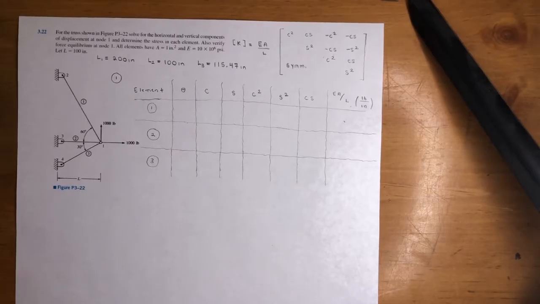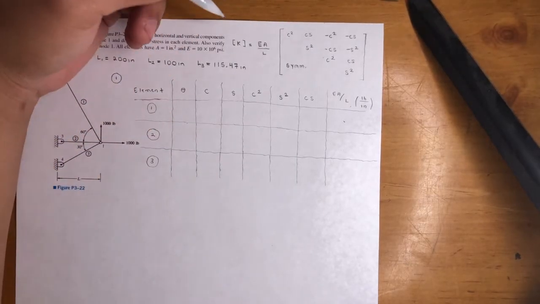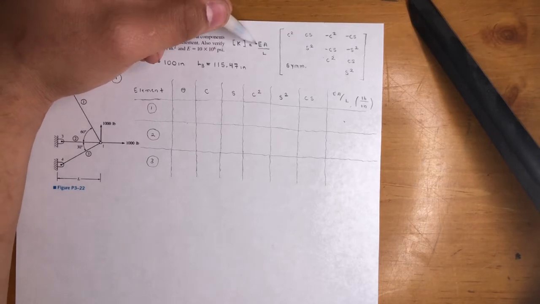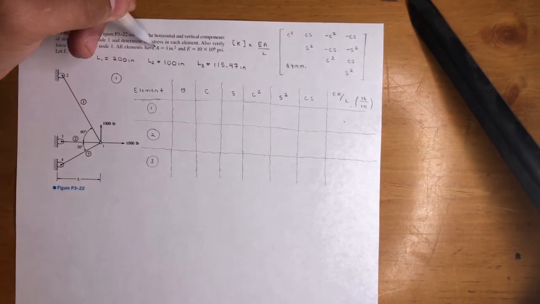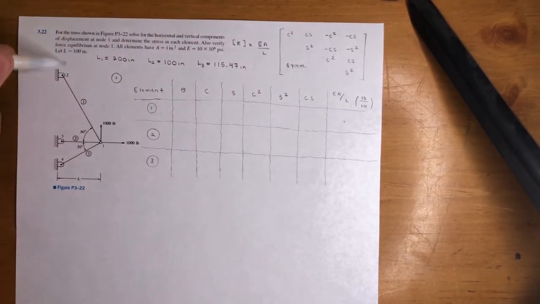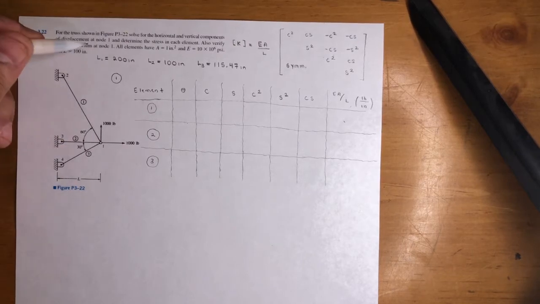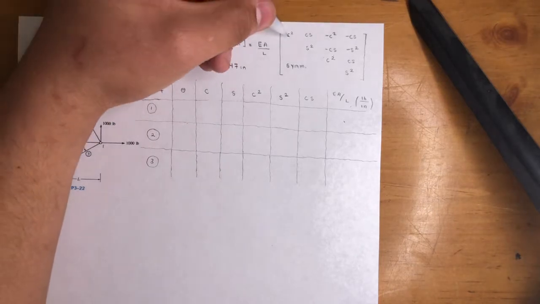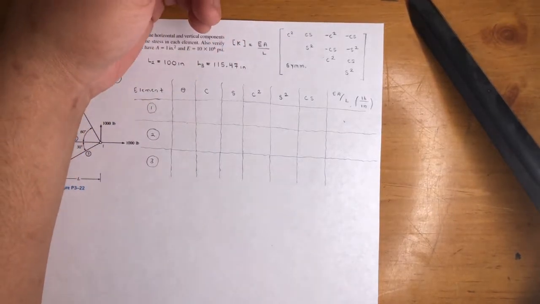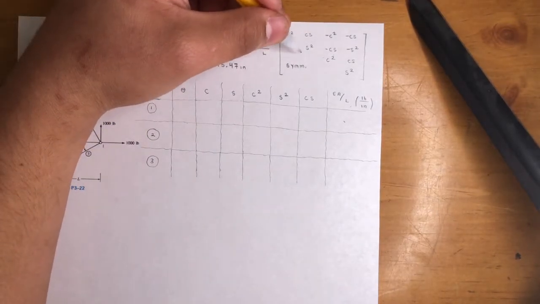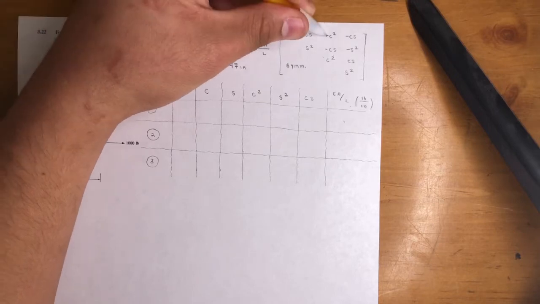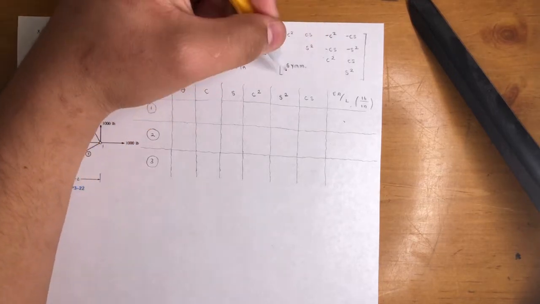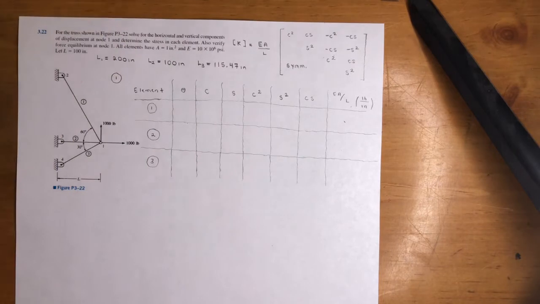Just like the other problems, this is our stiffness matrix for 2D truss systems. It's EA over L. In this case, they give us E and A, and L is different for each bar, obviously, but I already figured them out here. C is cosine, S is sine, and the matrix is symmetrical. So CS goes here, negative C squared goes here, negative CS goes at this corner, just like that.